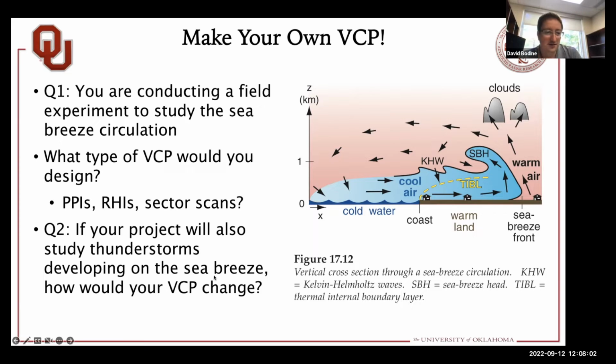So now let's go to studying the thunderstorm. Let's say now you want to look at the thunderstorms that are going to form on the sea breeze. How would your VCP change? Would you change to PPIs? Or would you change to RHI scans? Would you do sector scans? Or would you stick with PPI scans?